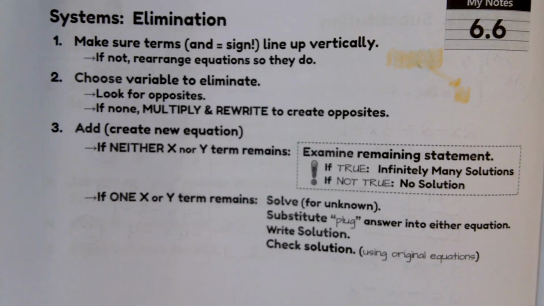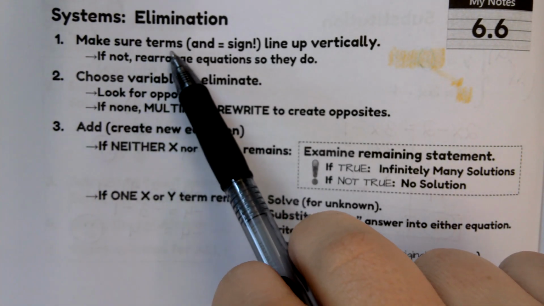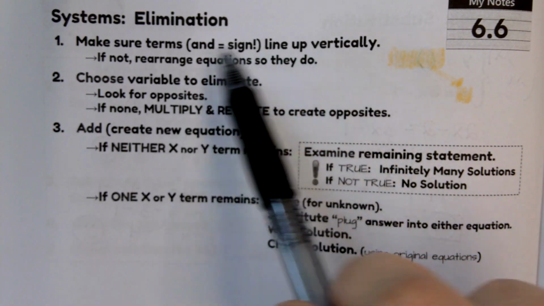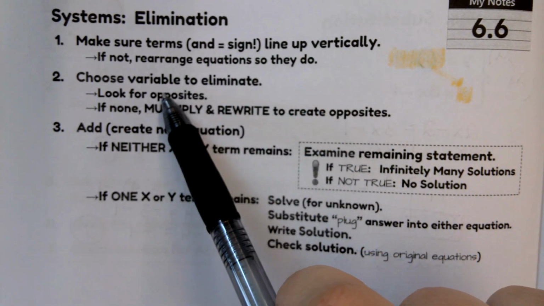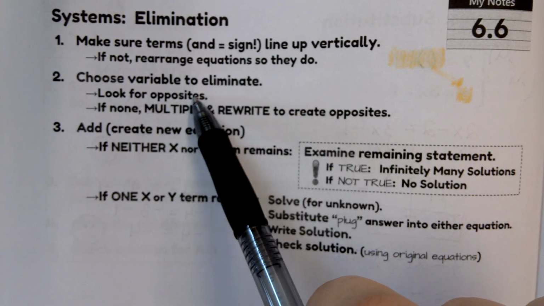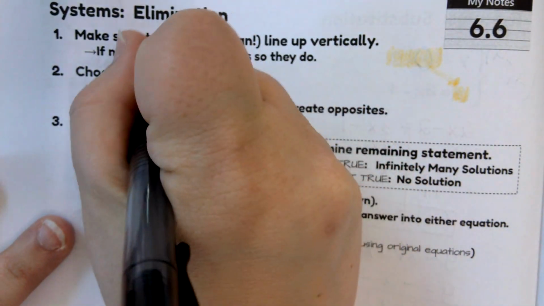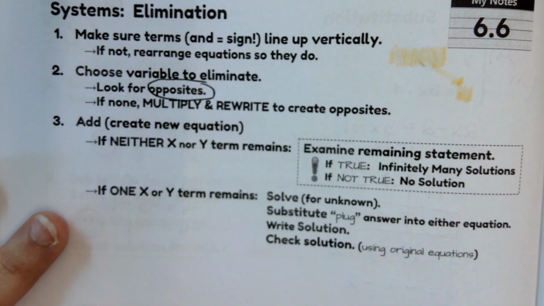Hi guys, today we're starting elimination. There are three main steps. Make sure terms and the equal sign line up vertically. If not, rearrange them. Choose a variable to eliminate. Look for opposites. If there's none, multiply and rewrite.